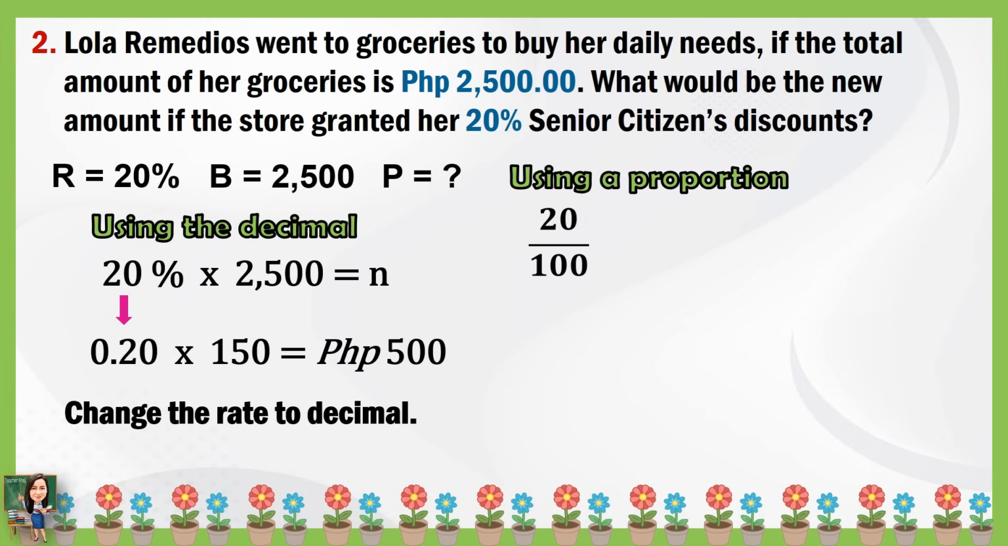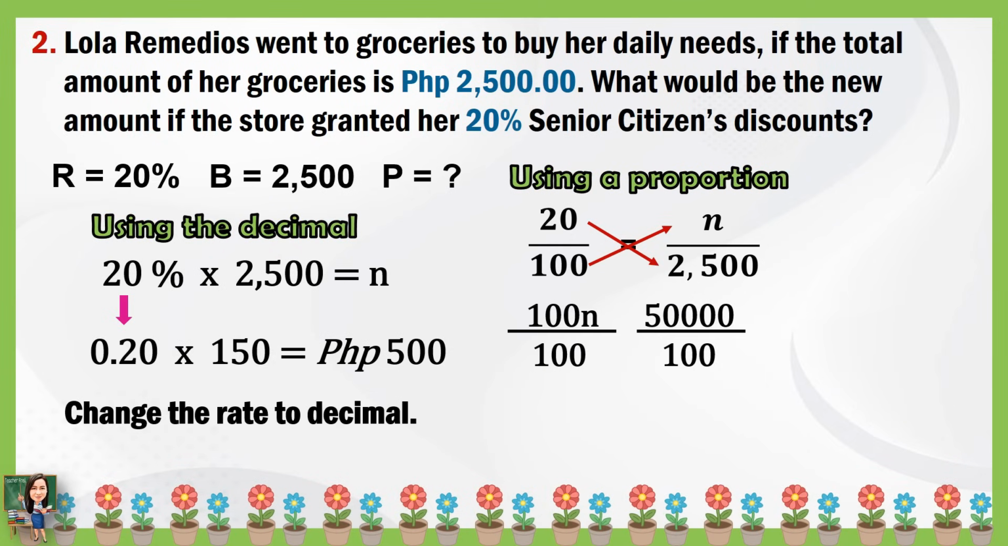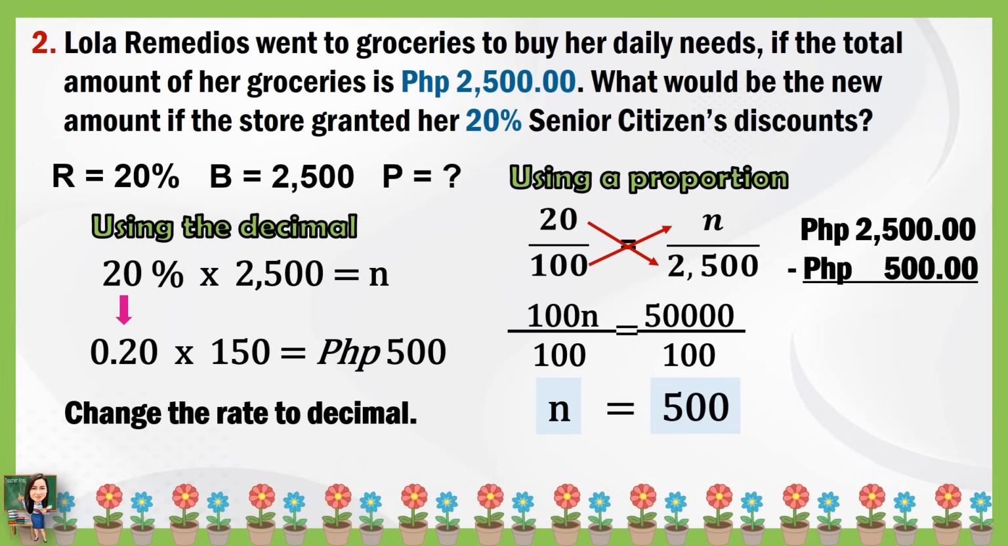Using a proportion, 20 is to 100 equals n is to 2,500. Get the cross product. 100 times n equals 100n. 20 times 2,500 equals 50,000. Divide both by 100. 100n divided by 100 equals n, and 50,000 divided by 100 equals 500. So the percentage is 500. Now, subtract 500 pesos from 2,500 pesos equals 2,000 pesos. The new amount is 2,000 pesos.